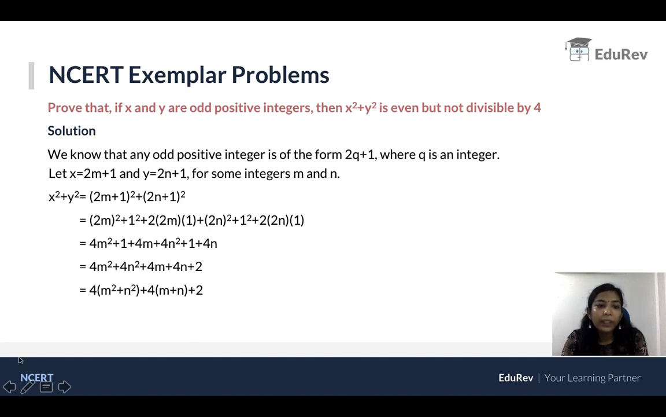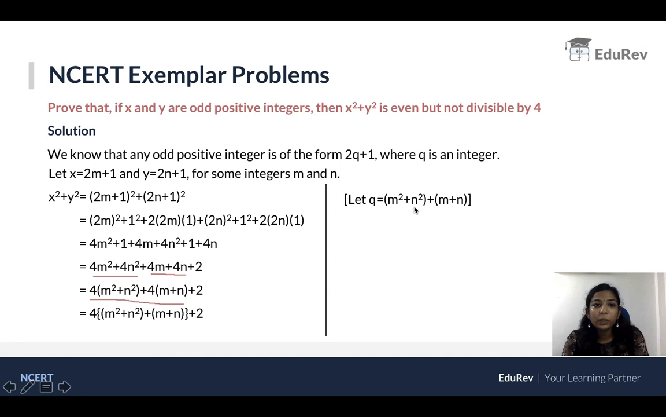And now I am grouping these elements, 4m square and 4n square. What can I take common? 4 I can take common. So it's simply 4 into m square plus n square. And again I am grouping these elements, 4m plus 4n. What can I take common? 4. So 4 into m plus n, plus 2. Now from this whole thing, what can I take common? 4. So 4 into m square plus n square plus m plus n, plus 2. I'll replace m square plus n square plus m plus n with another variable q. So what will happen? x square plus y square is equal to 4q plus 2.